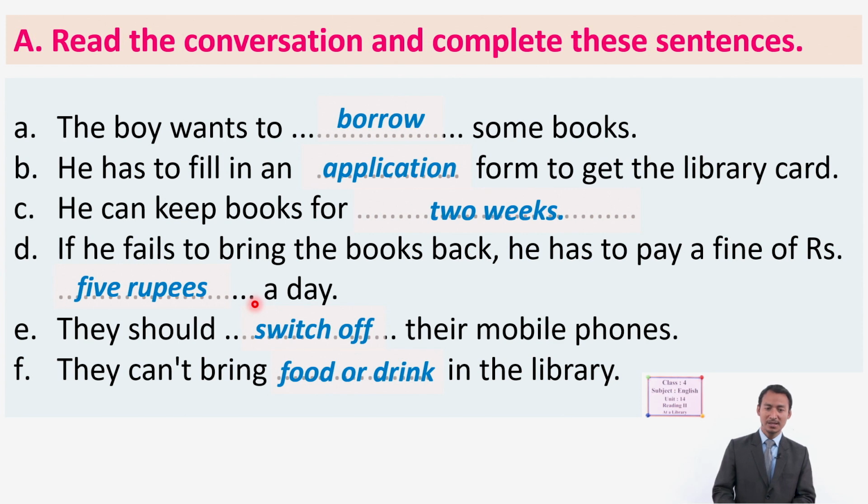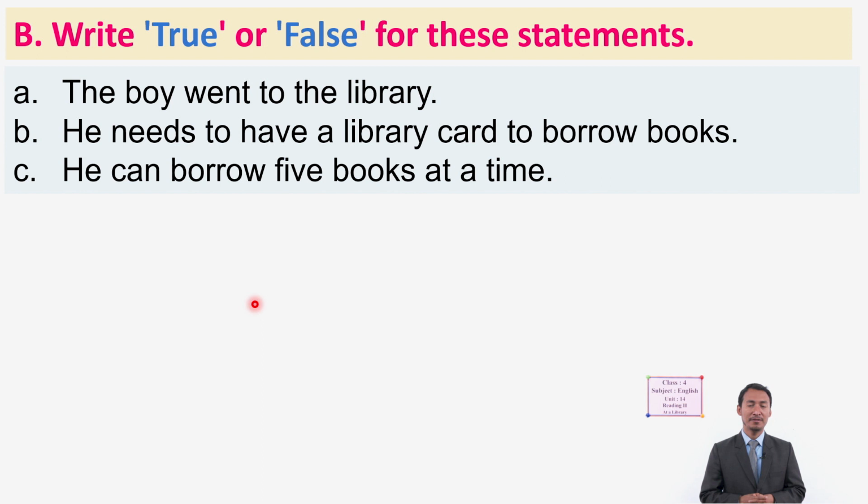Okay, students, so we have completed the exercises that is about completing the sentences. Okay, now we are going to look at exercise B, that is writing true or false for the statements. Here we have statements from A, and let's talk about the first statement, that is the boy went to the library. The boy went to the library. Where did he go? Where did the boy go? Is it true or a false sentence?